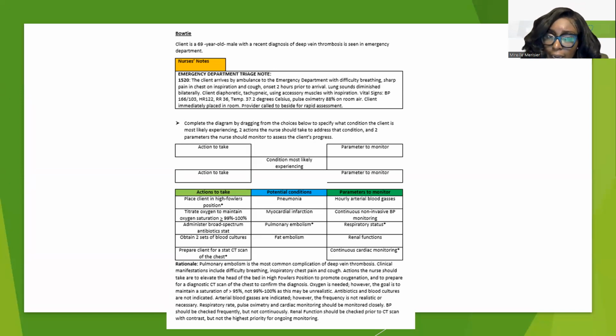ABGs are indicated. However, I'm not doing hourly ABGs because ABGs come from where? The patient. That means you're sticking them every hour. Unrealistic. Again, the respiratory rate, pulse ox, and cardiac monitor should be followed closely. Blood pressure should be checked frequently, but not continuously. And the renal function should be checked prior to CT without contrast, but it's not the highest priority for monitoring.